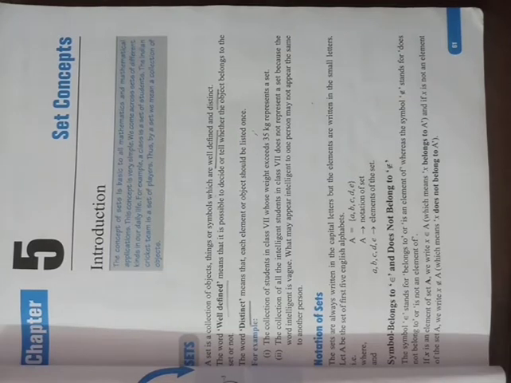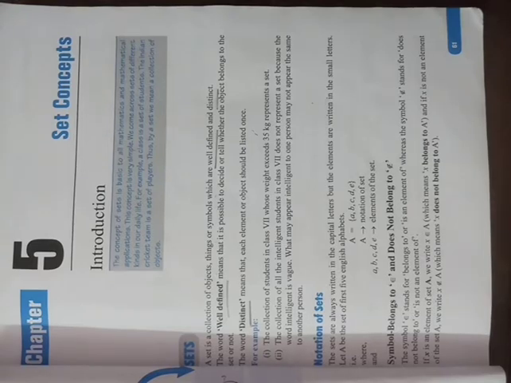One more example you can take: a collection of the first three letters of the English alphabet. This is a set because it is well defined. We can find out the first three letters of the English alphabet easily, that is A, B or C.